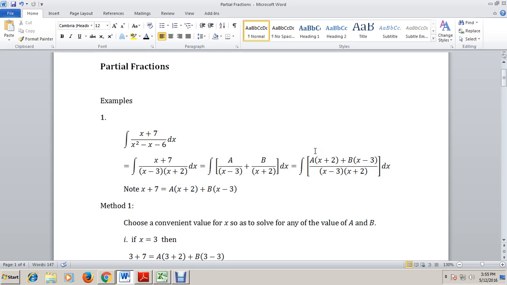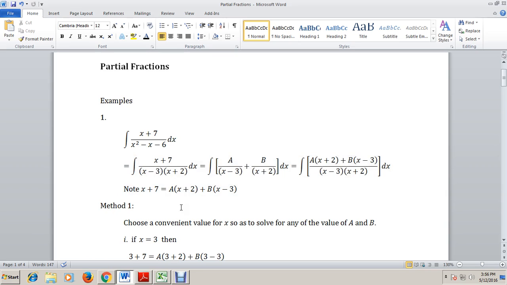So essentially, by equating these two, since these two are equal, we take note that x plus 7, which is the numerator of our integrand, is essentially equal to this expression above. So x plus 7 is equal to A times x plus 2 plus B times x minus 3. Of course, what we have obtained here is the sum of the two fractions that were the representation of your partial fraction in the initial step.